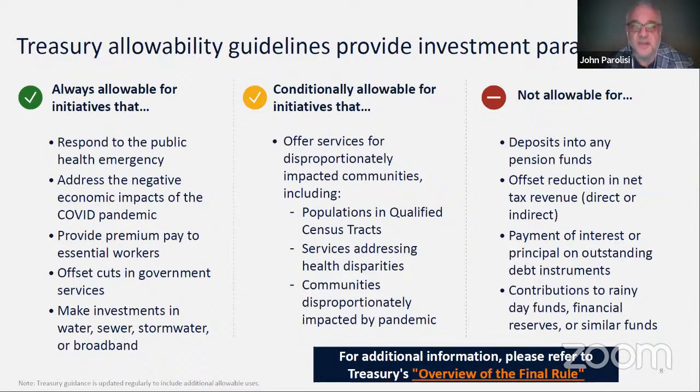But some things that are always allowable are, on the left, responding to the public health emergency, addressing negative economic impacts of COVID, premium pay, offsetting cuts in government services, and then investments in things like water, sewer, stormwater, broadband. There are a few things that aren't allowable. And then there are a lot of things that are conditionally allowable, particularly if they're targeted against groups, populations, and potentially even industries that were disproportionately impacted by COVID. Next slide.